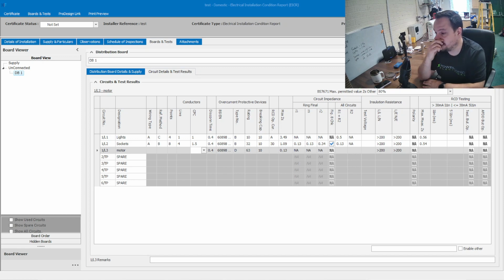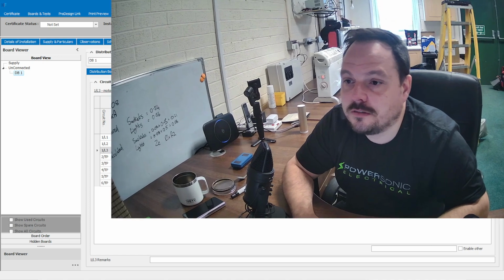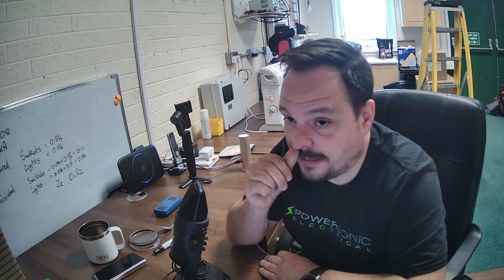Someone has also introduced a short length of 2.5mm earth cable for whatever reason into the first socket of this circuit, so that's going to skew those bits of maths there as well. But we'll focus in on the actual measurements of your R1, R2 via calculation through dead test, and also the measured value. So we measured 0.54 on the socket circuit, and the calculation shows us it should have actually been 0.21. So that's because of your ZE at 0.08 and your 0.13 R1, R2 added together.